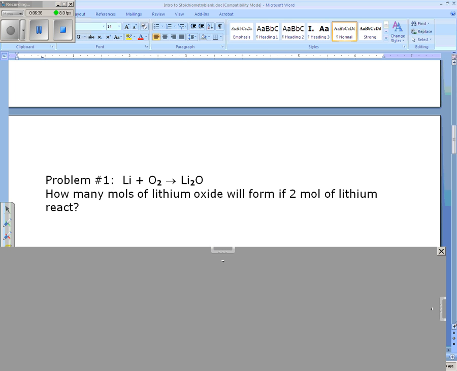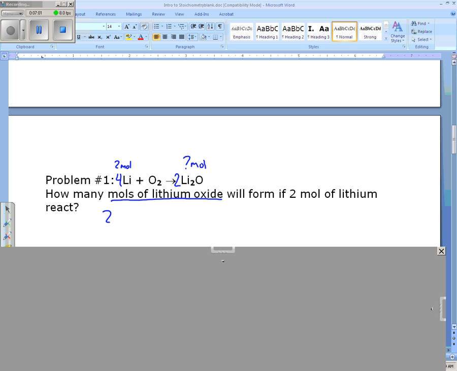I need to first balance my reaction. So I have 2 oxygens on the reactant side. I only have 1 on the product side, so I need 2 there. And then I have now 4 lithiums on the product side, so I need a 4 here. Now, how many moles of lithium oxide, so question mark moles, will form 2 moles of lithium. So I have 2 moles of lithium.